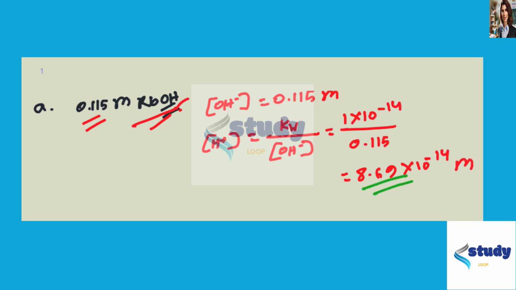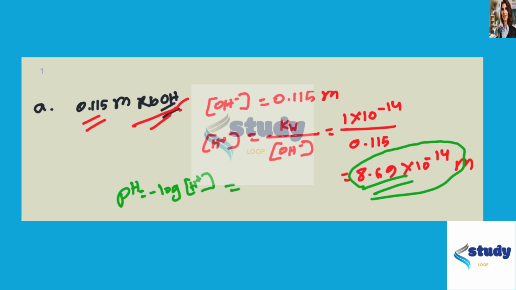So this is our initial H plus ion concentration, and as you know, the pH is basically the negative log of H plus concentration. That means the negative log of this value will give us the pH at that point, or the initial pH, and the calculated value is 13.06. So this is the initial pH of the solution.